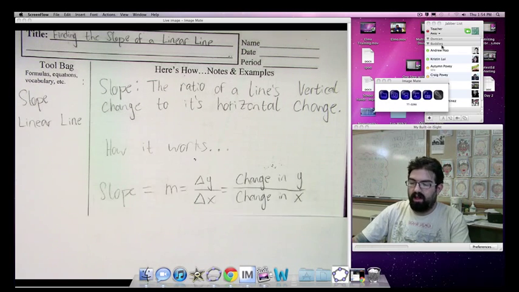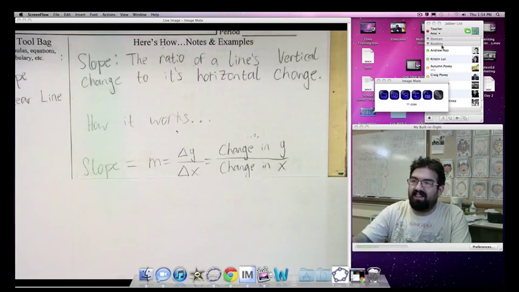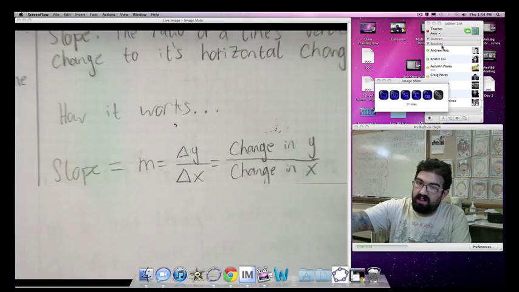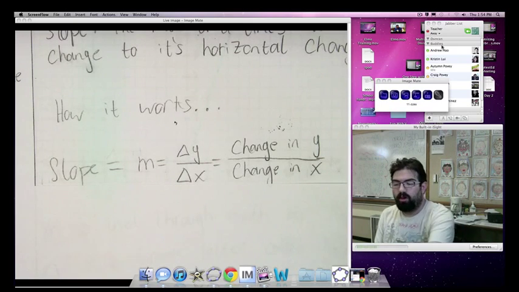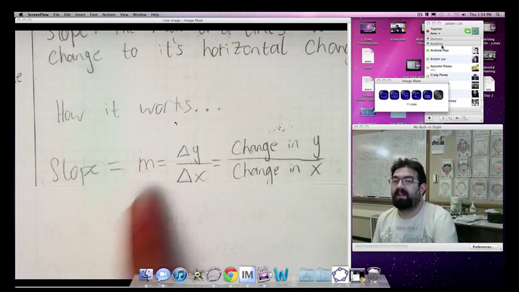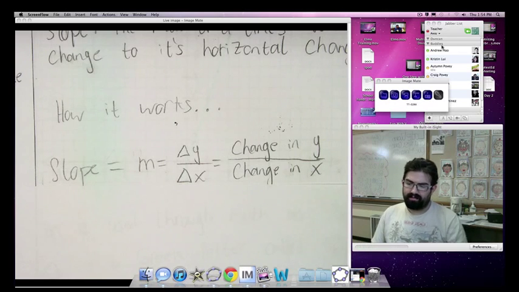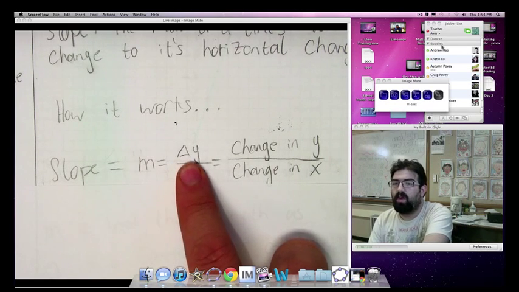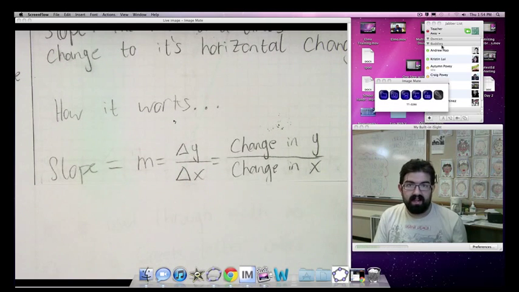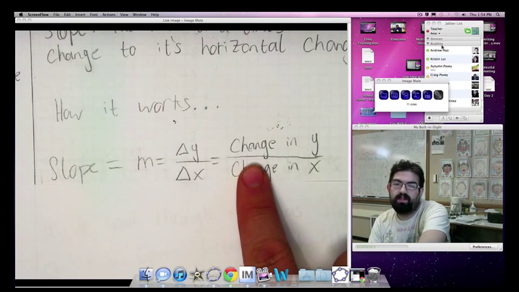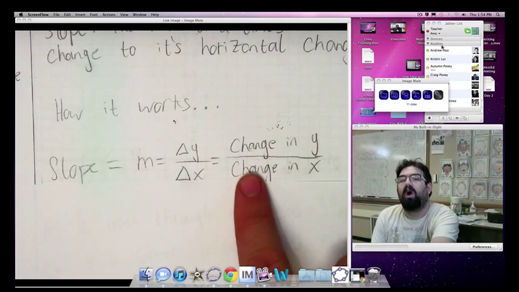How it works. The most basic idea is this equation, and this is literally the equation, not using minuses, just with definitions. Slope, they usually use the symbol m, that's the letter they use for slope, is equal to delta y divided by delta x, because that's what a ratio is. It's me dividing something. Delta just means change. So really it's a fancy way of saying the change in y over the change in x.